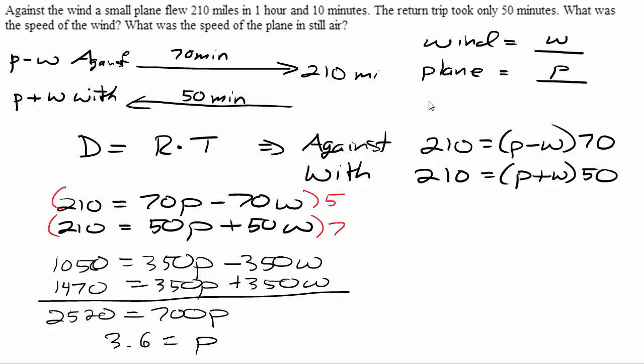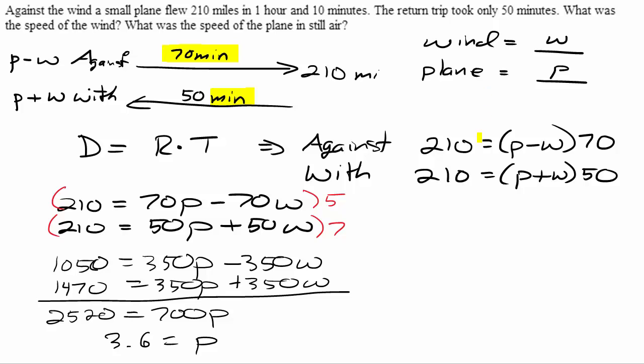Now you might be thinking, that doesn't seem logical. How can a plane have a speed of 3.6 miles per hour? Well, it's not miles per hour because what did I put my unit of measure for time? Right? I didn't list time in hours. I list time in minutes. So this is actually miles per minute. This is 3.6 miles per minute.